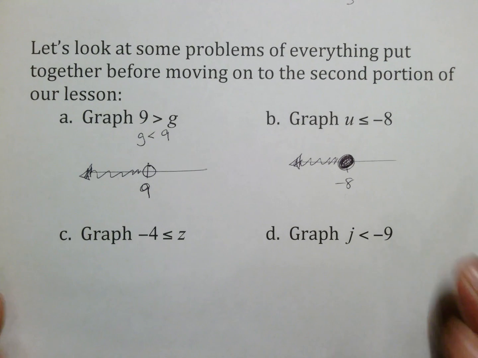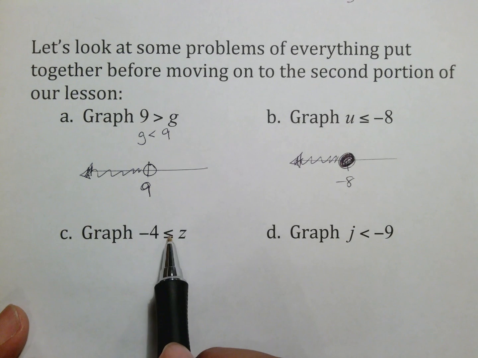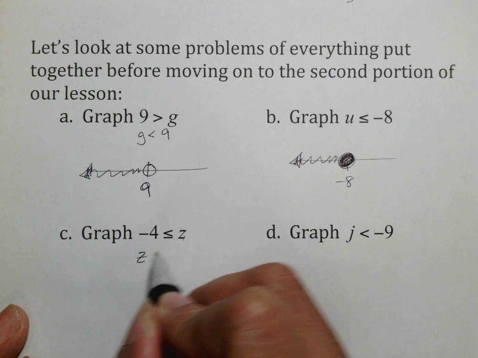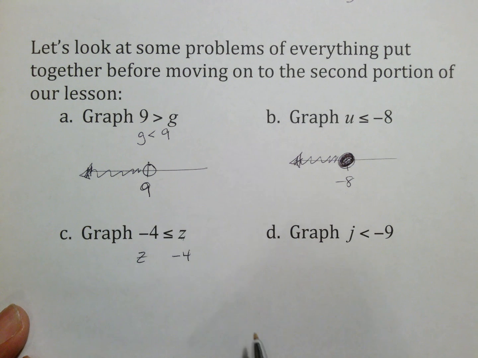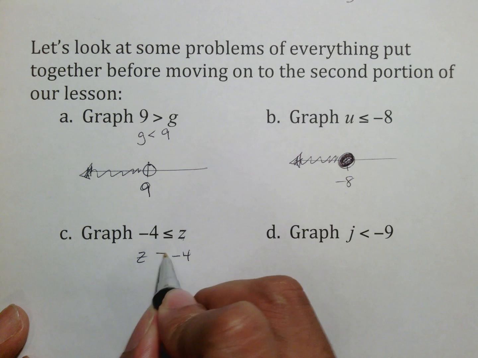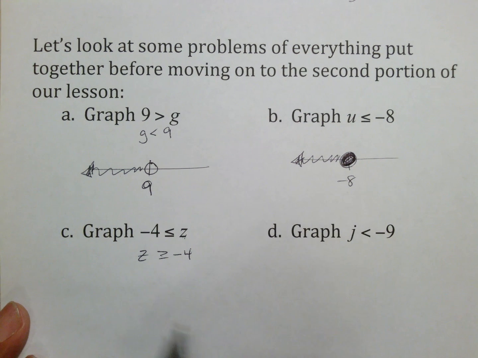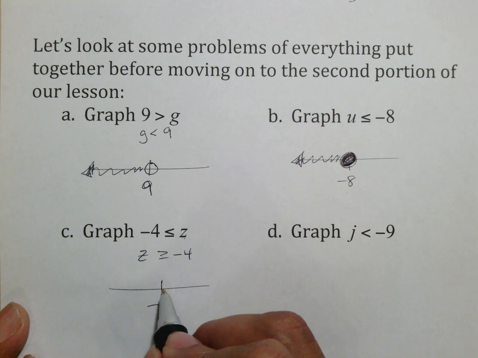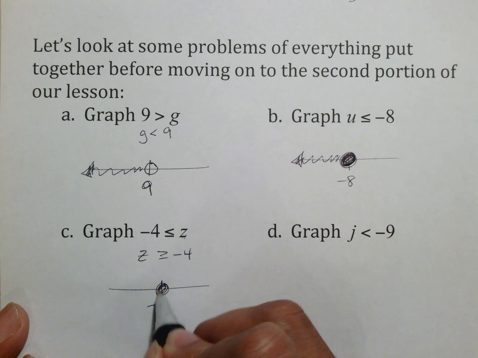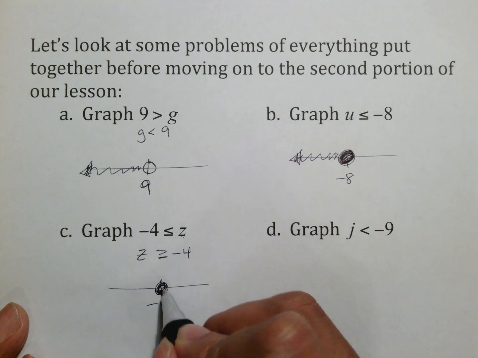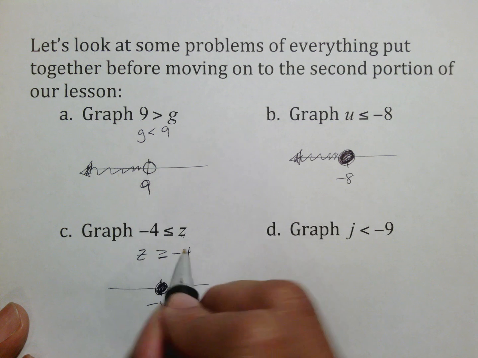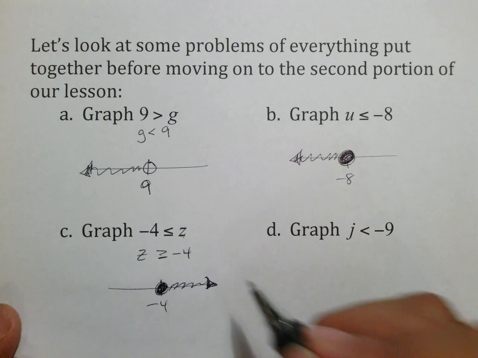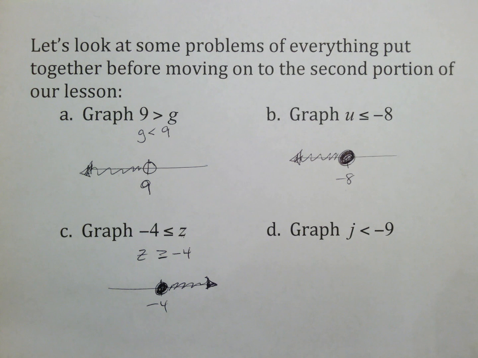The problem with C is that z, the variable, is on the wrong side, so we have to bring it back in front. Z here, negative 4 there. This is pointing at negative 4, so we will continue to point at negative 4. And now that z is on the correct side, we can bring down the number, close the circle because of the line. Remember, this is greater than or equal to negative 4, and this is pointing to the right, which means you shade that out and you put the arrow at the top.